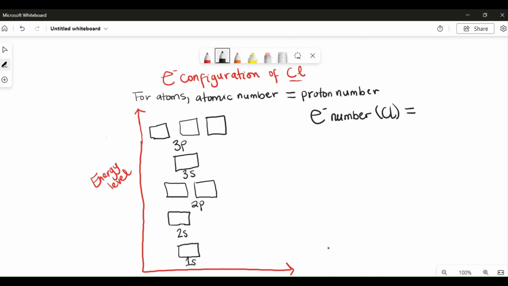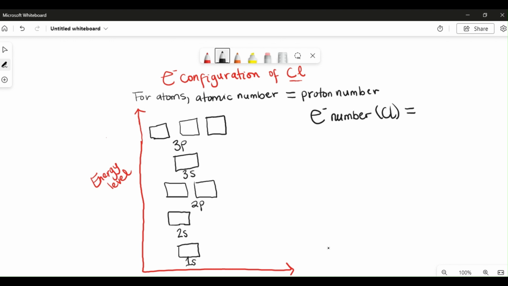So today we're going to be working on determining the electron configuration of chlorine atom. The first thing you have to do anytime you're given an electron configuration question is to determine the number of electrons of the atom. Hence, we're supposed to determine the number of electrons of chlorine.